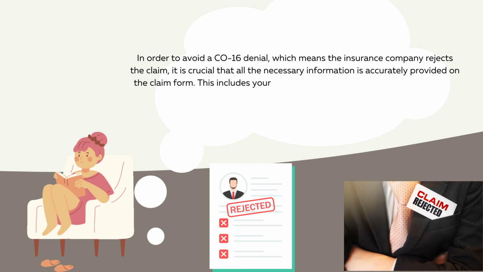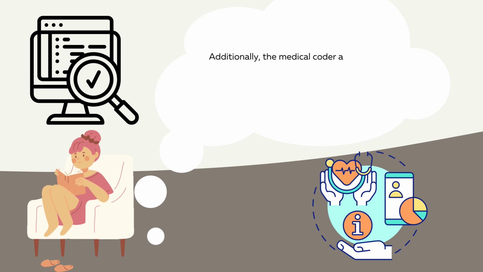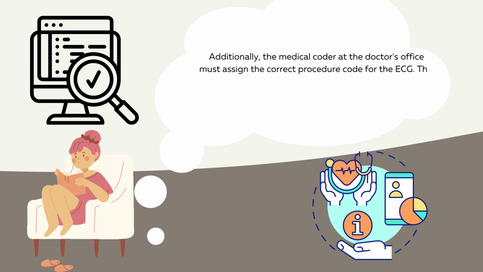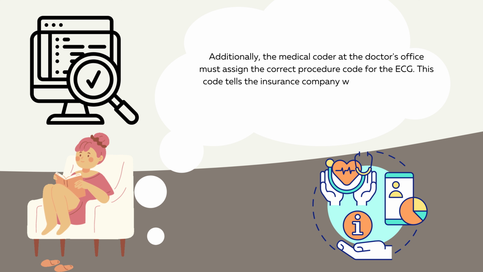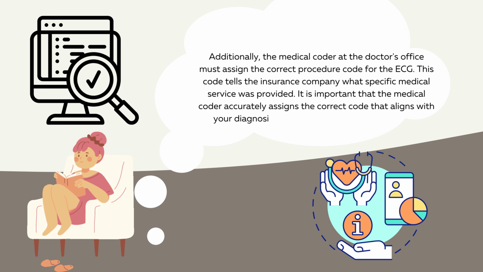This includes your personal details like your name, address, and insurance policy information. It's important to double-check these details to make sure they are correct. Additionally, the medical coder at the doctor's office must assign the correct procedure code for the ECG. This code tells the insurance company what specific medical service was provided. It is important that the medical coder accurately assigns the correct code that aligns with your diagnosis, which in this case is the chest pain.